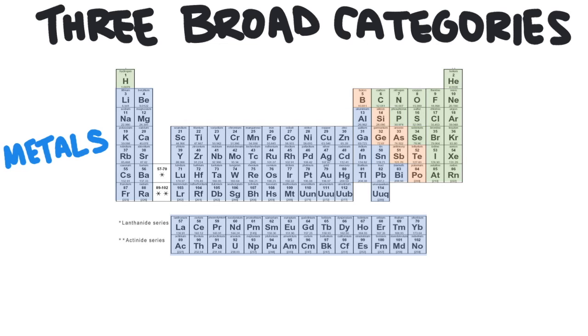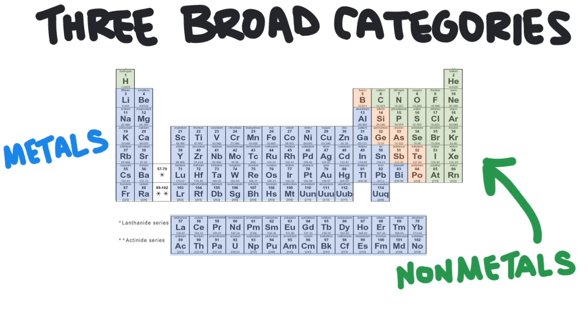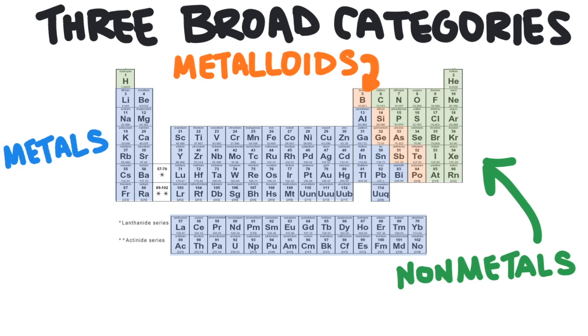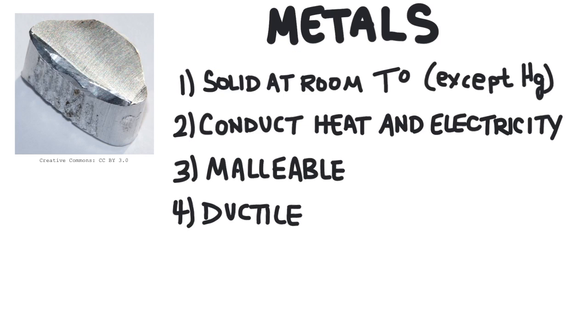The metals are on the left side, the nonmetals are on the right side, and the metalloids are in this boundary region here. In general, metals are going to be solid at room temperature, except mercury, which is a liquid. They conduct heat and electricity. They're malleable, which means they can be hammered into thin sheets. They are ductile, which means they can be drawn into thin wires.